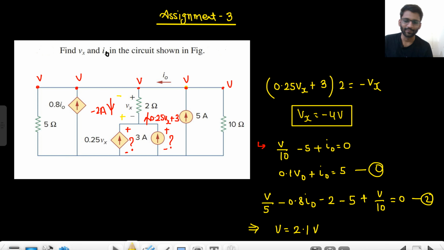Sorry, not value of V. Value of Vx is already you know. And don't care about the value of V. We just need to find the value of I naught. So value of I naught you will get is 2.1 ampere. Okay. So by solving the equation, we get the value of I naught equals to 2.1 ampere. Let's move on to the next question.